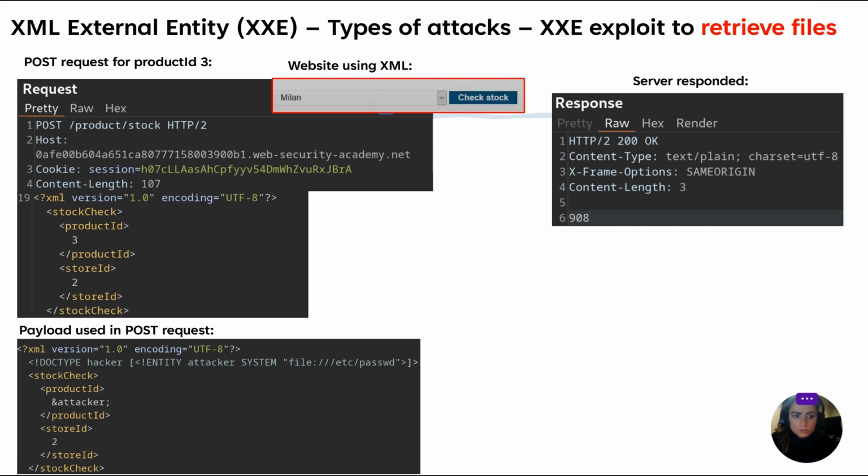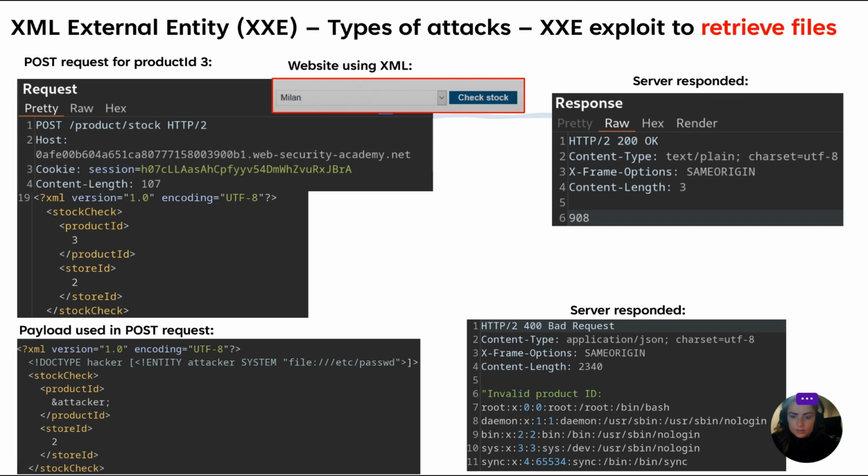The payload used in the POST request, we just tried to add this payload, which is a doc type hacker. The entity is attacker in this case. I named it attacker, and that's why I ran the entity as attacker to retrieve the password. Then we can see that the server responded, even though it responded with 400, which means bad request, a client error with the 400 status, it also responded with the etc password.